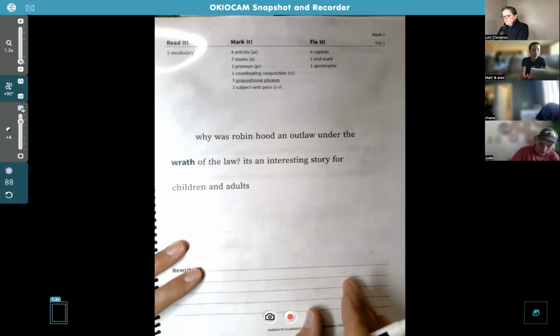Okay. Why was Robin Hood an outlaw under the wrath of the law? It is an interesting story for children and adults.